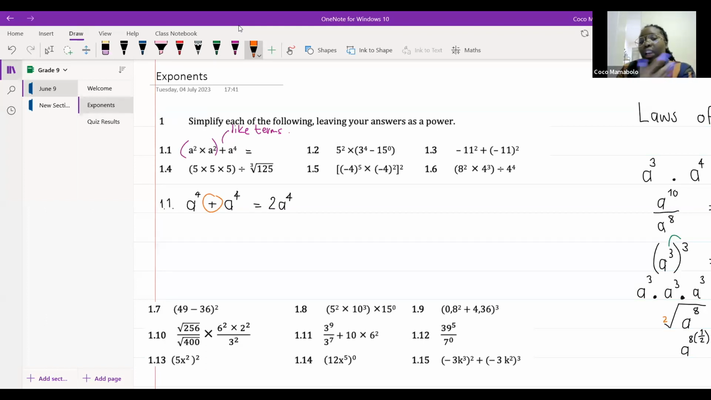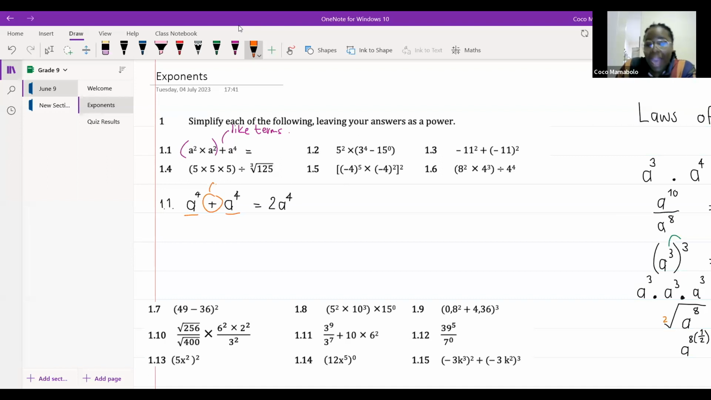So when we look at a plus in the middle, what we need to think of is: are this and this like terms? Are they both the same looking term? Do they both have an a as a base? And do they both have the same exponent? Yes, they do. So we just add them together.